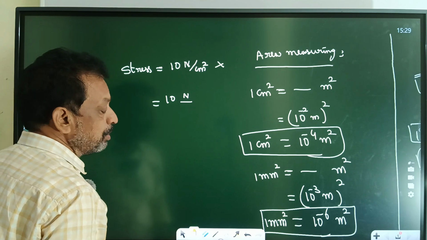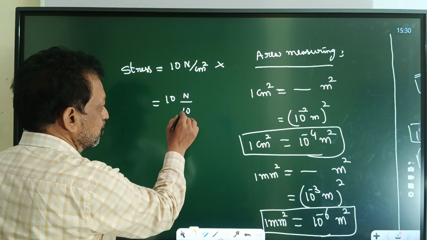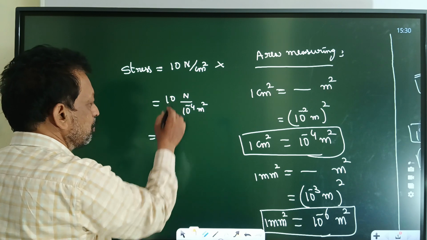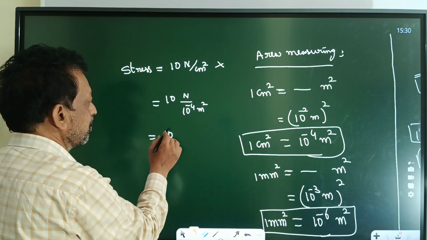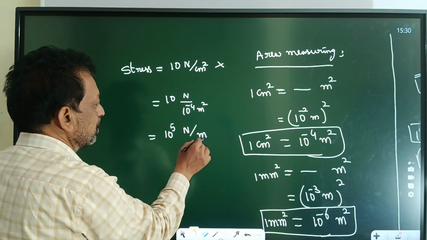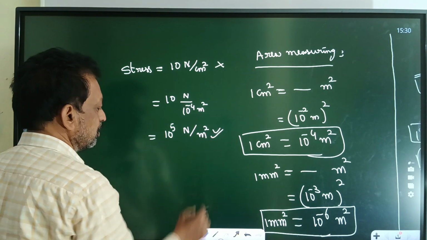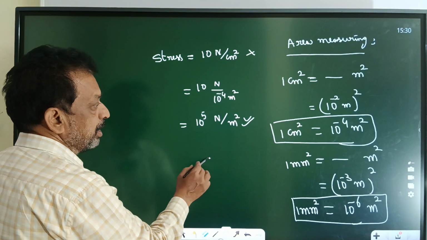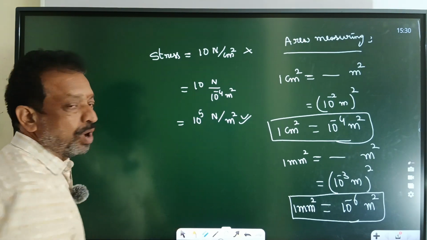So 10 Newton, then centimeter square you have to write in meter square, 10 to the power of minus 4 meter square. Now we take it to the numerator, that is equal to 10 to the power of 5 Newton per meter square. Now this is correct. That's why we need the conversions. So area is over. Now volume measuring.